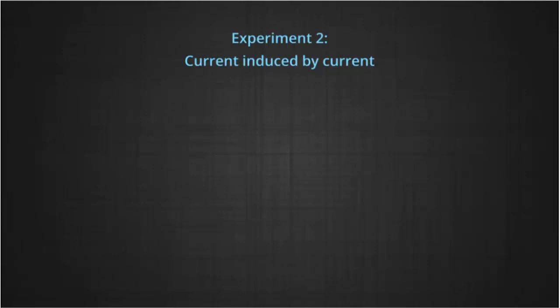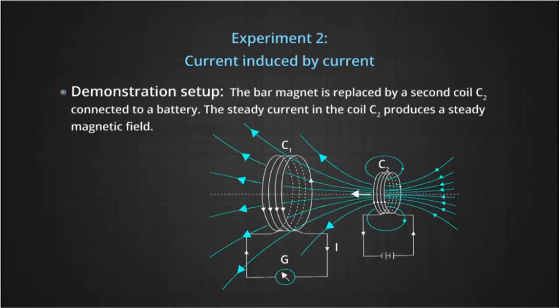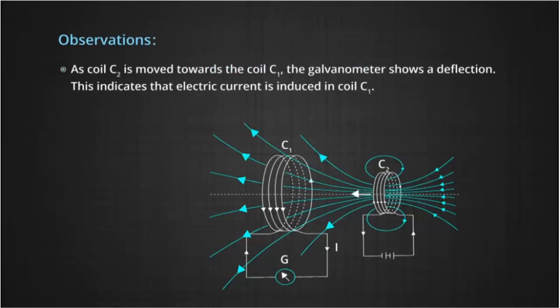Let us move on to the next experiment. Experiment 2: Current induced by current. The bar magnet is replaced by a second coil C2 connected to a battery. The steady current in the coil C2 produces a steady magnetic field. As the coil C2 is moved towards the coil C1, the galvanometer shows a deflection. This indicates that electric current is induced in the coil C1.